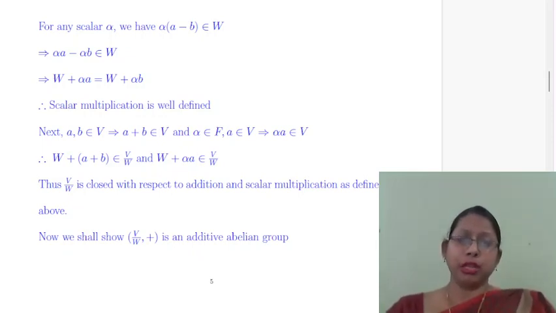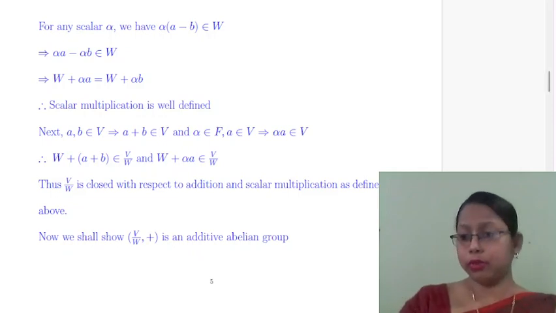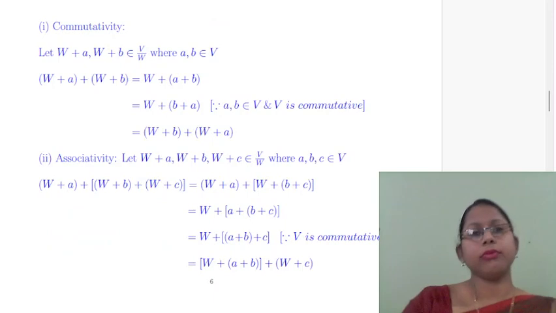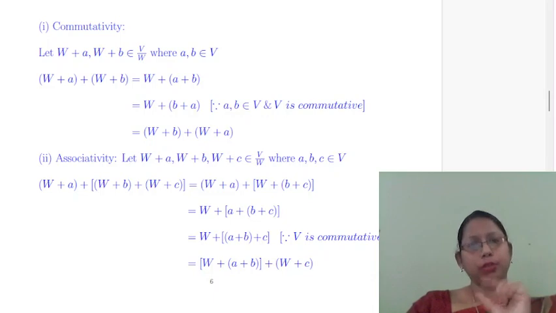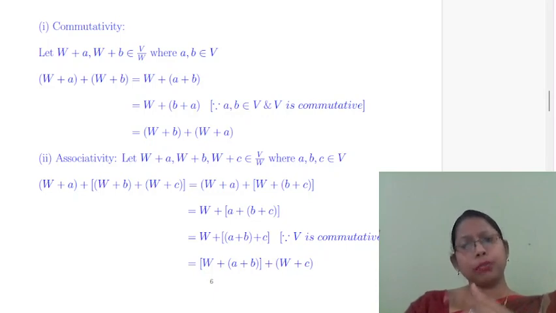Next, we are going to show V/W under addition is an additive abelian group. For that, first we are going to show V/W is commutative, for which we consider two elements W + A, W + B belong to V/W, where A, B belong to V. Then (W + A) + (W + B) is equal to, by using vector addition in V/W, W + (A + B).